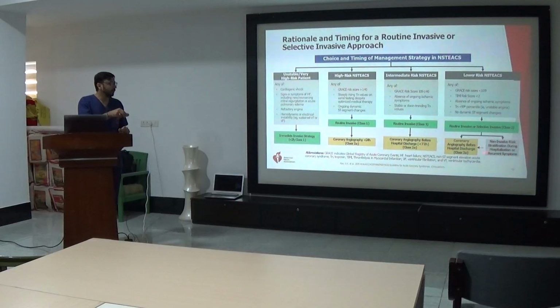They said that coronary angiography before hospital discharge is a class 2 indication, and non-invasive risk stratification during hospitalization or recurrent symptom.